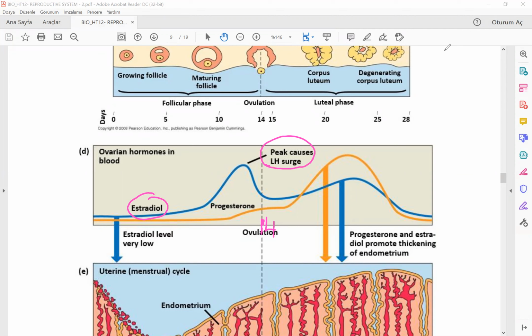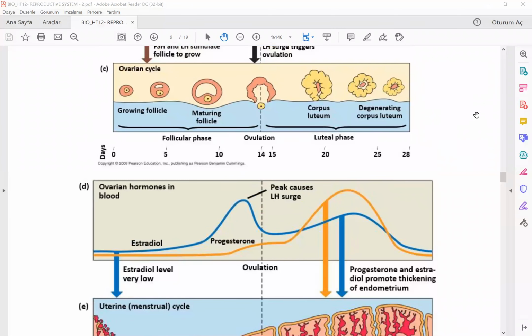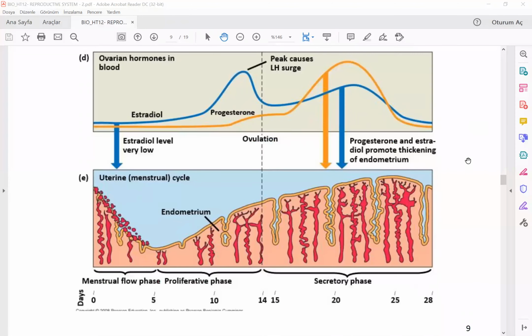And after ovulation, the remaining follicle tissue is called the corpus luteum. And this corpus luteum starts to secrete a high amount of progesterone and estrogen. This progesterone and estrogen affect the uterine lining, the endometrium, and we call this the secretory phase. During the secretory phase, the endometrium is at its thickest form.